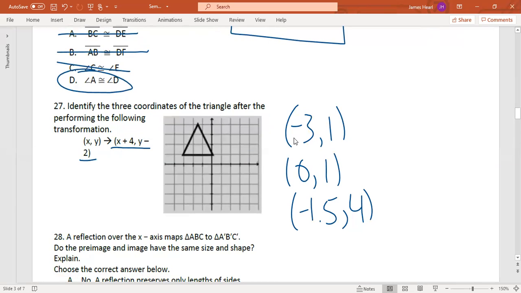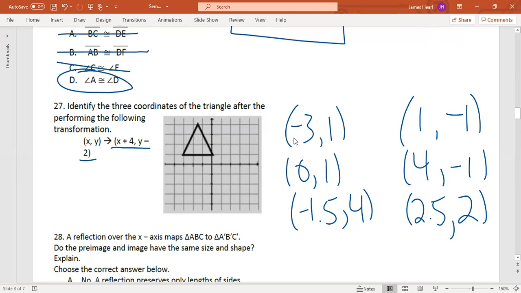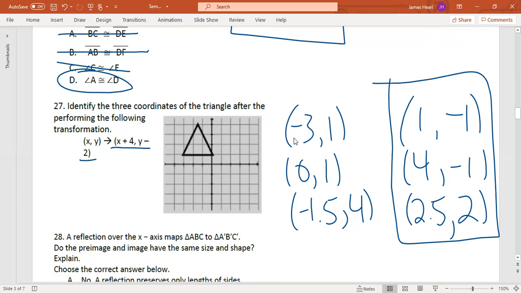All we're going to do for each one of these is add 4 to the x values. So that becomes 1, that becomes 4, and that becomes 2.5. And then subtract 2 from the y values. So -1, -1, and 2. Our new triangle after that translation has to sit at those 3 points.